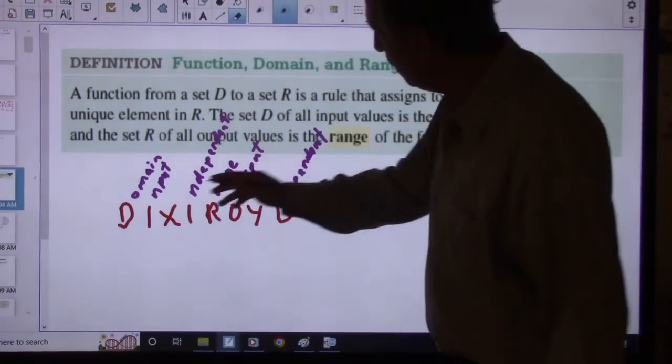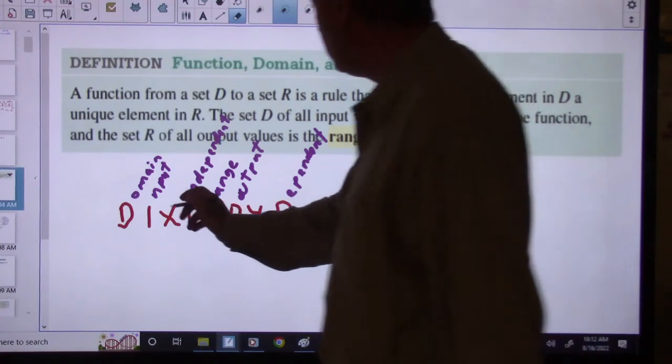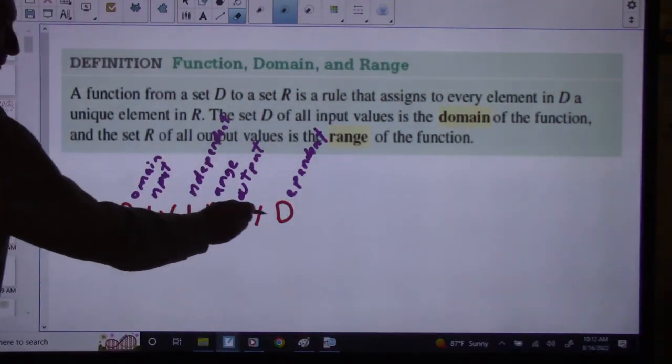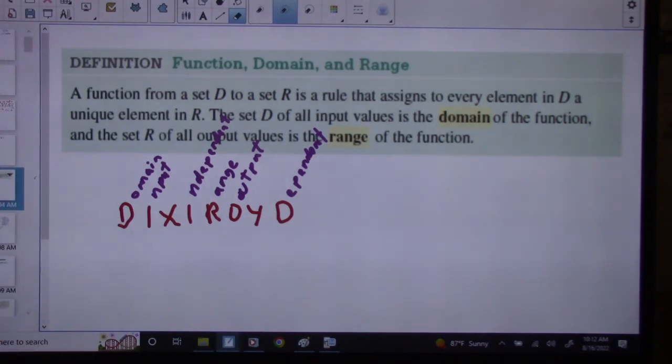So basically, domain, range, input, output, X, Y, independent, dependent. Isn't that kind of weird? Yeah, but that's one thing that can help keep things straight.